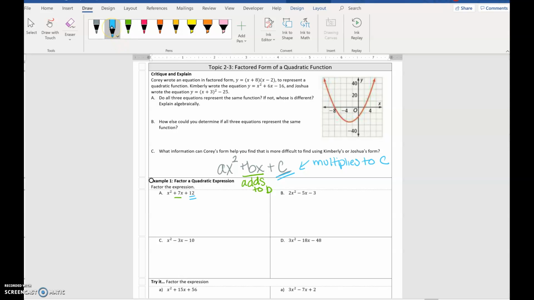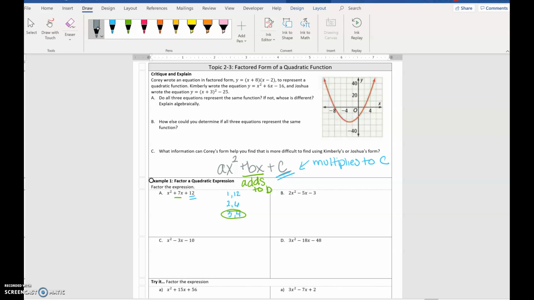My first step is to write out the multiples of 12. So we have 1 and 12, 2 and 6, 3 and 4. That's all the multiples of 12. Now I'm going to look for what adds to 7. 1 plus 12 would be 13, 2 plus 6 is 8, 3 plus 4 would be 7. So these are the two numbers I'm going to be working with.